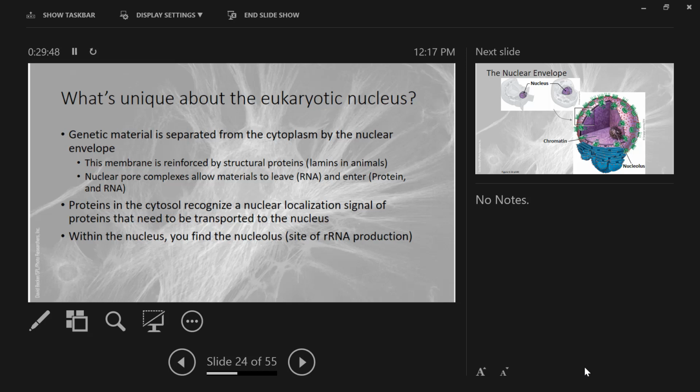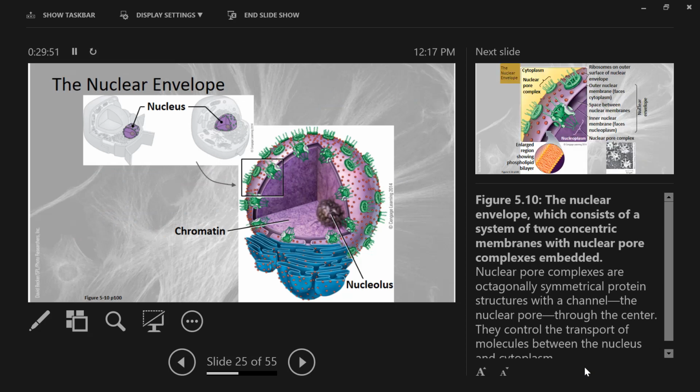So here's a cartoon of the nuclear envelope. Here we've got the nuclear envelope with these pore complexes. Notice in a lot of places we actually have a double membrane around the nucleus, not just a single lipid bilayer, but a second lipid bilayer. Here you can see the nucleolus, the site of what? Ribosomal RNA production.